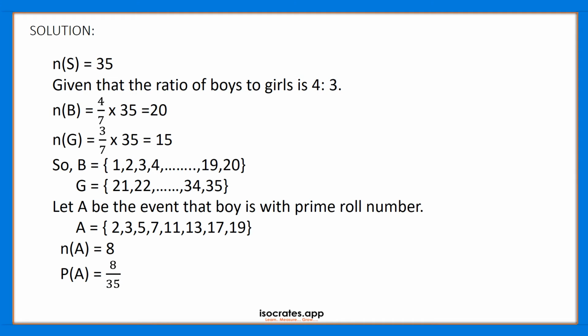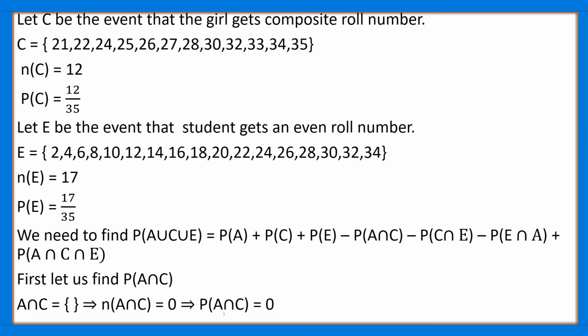Next, let us find the event that the girl gets a composite roll number. Let that event be C. So our C is equal to 21, 22, 24, 25, 26, 27, 28, 30, 32, 33, 34 and 35. Hence we get n(C) is equal to 12. In order to find the probability of C, we again use the formula P(A) is equal to the number of favorable outcomes divided by the total number of outcomes, which is equal to n(C) divided by n(S), and which is again equal to 12/35.